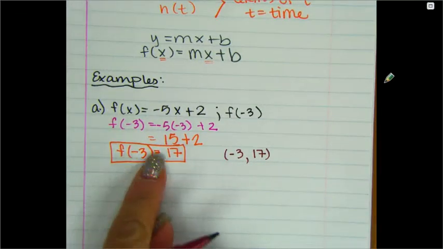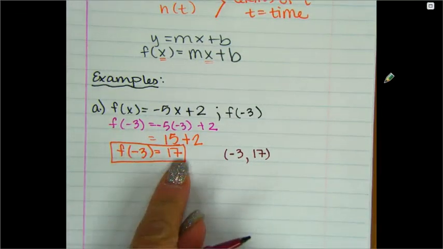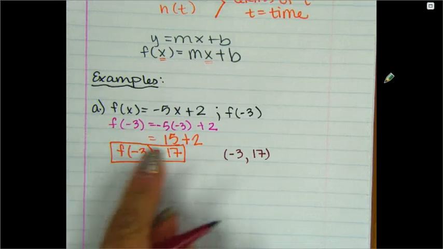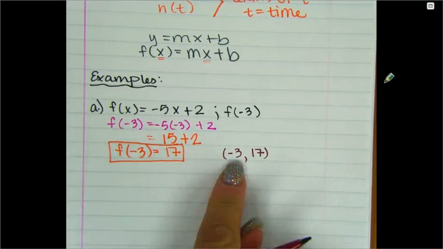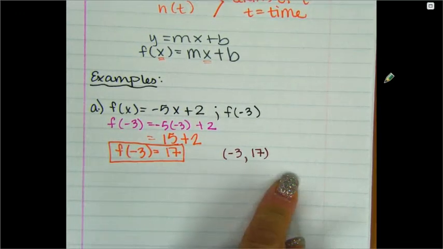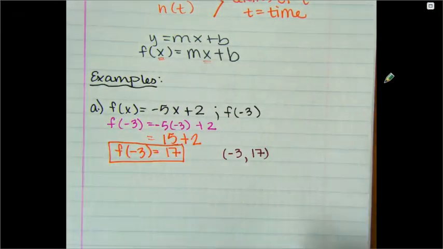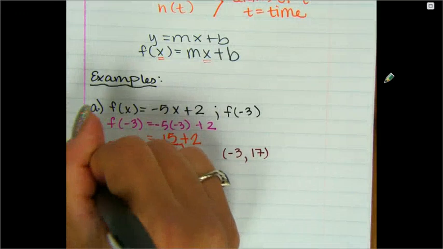This is saying when I have x as negative 3, I get 17 for my y. That's how you say it. And over here, this is as an ordered pair. Looks like equations just like that. Yes.